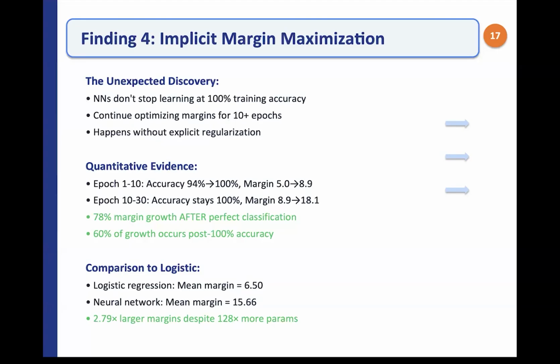a 78% margin growth after perfect fit. And about 60% of total growth happens in that phase. Compared to logistic regression's mean margin of 6.5, the neural net reaches about 15.7, nearly 2.8 times larger.